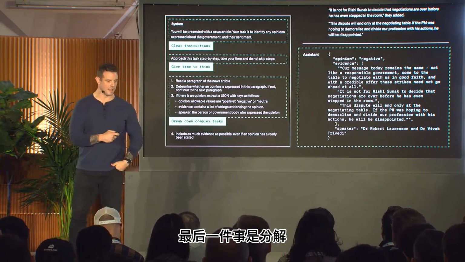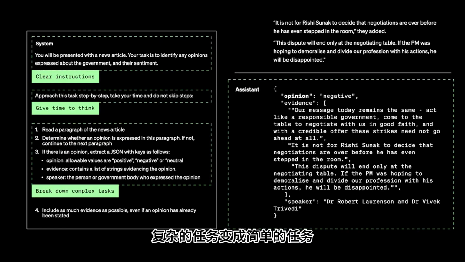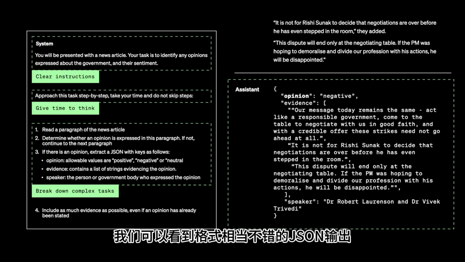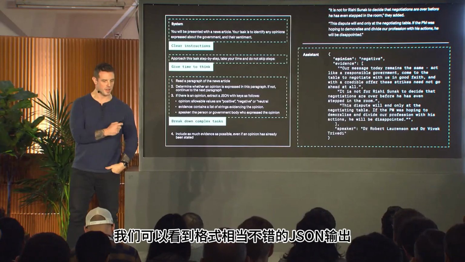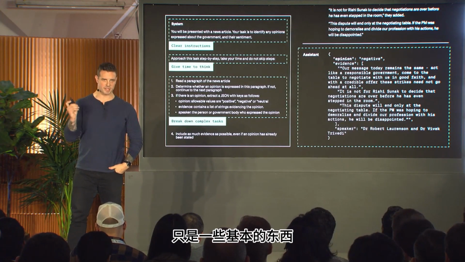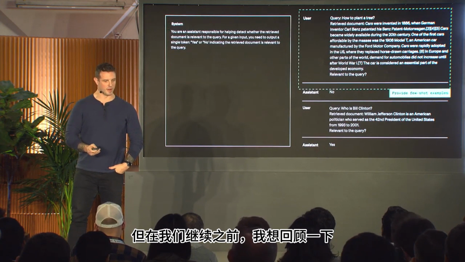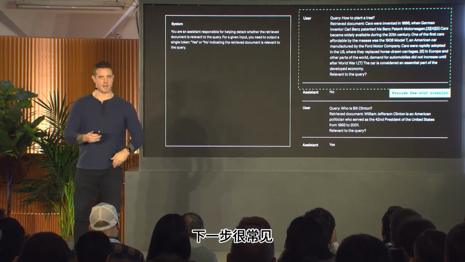And the last thing is breaking down complex tasks into simpler tasks. I mentioned thinking of each step almost as a prediction. In this case, we're just laying them out as clearly as possible. And on the right side, we can see a fairly nicely formatted JSON output. So again, just the basics, but I wanted to recap those before we move on.